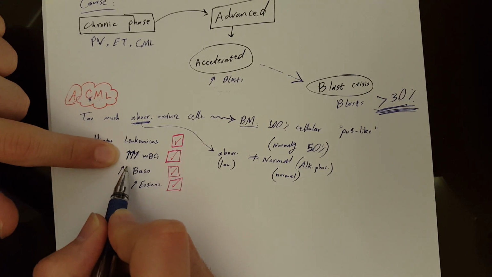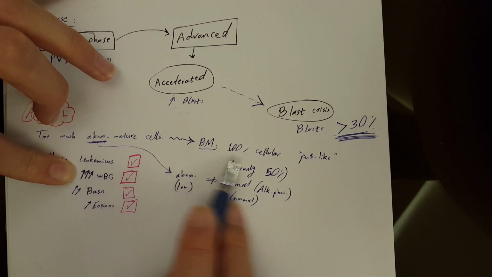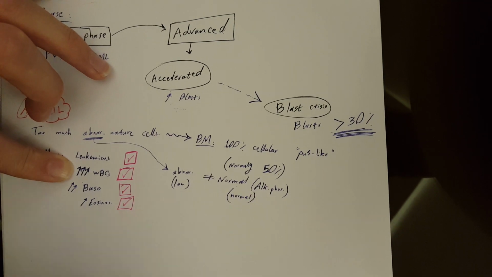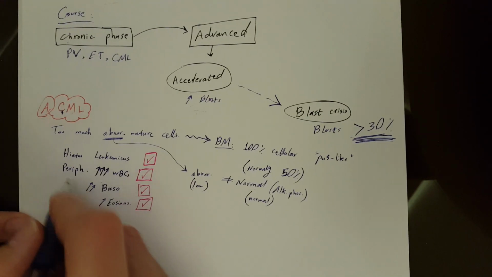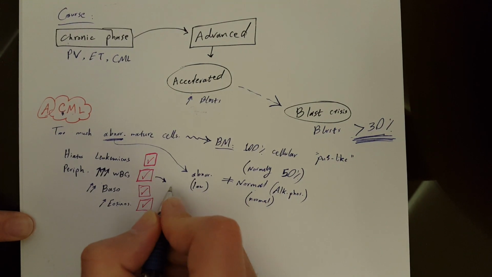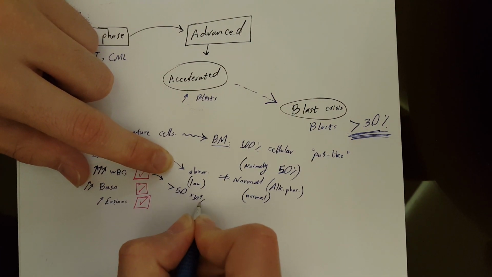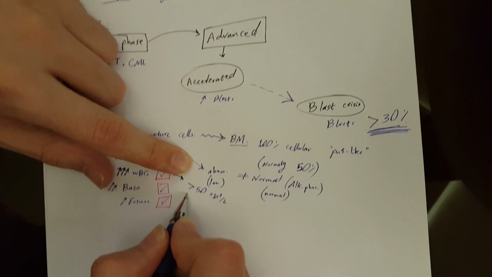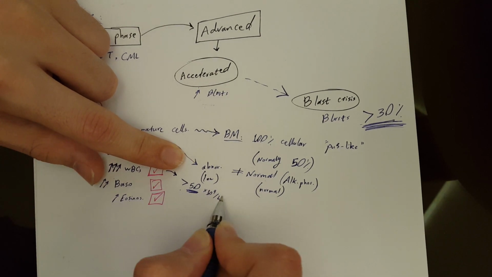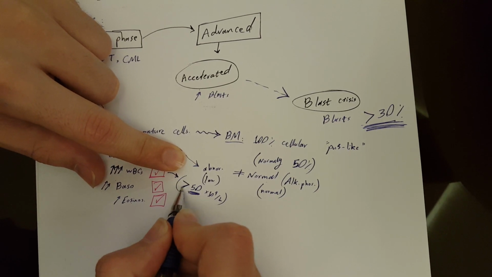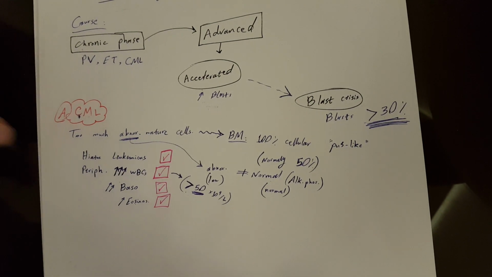These white blood cells, I said they are really, really too much. So much so that, remember, 100% cellular, so they will overflow and a lot of them will go to the blood. So the white blood cells are over 50 times 10 to the power of 9 per liter. Remember the normal range? It was 4.5 to 11. 11 only, that's normal. And here it's 50. That's way too much, my friend.